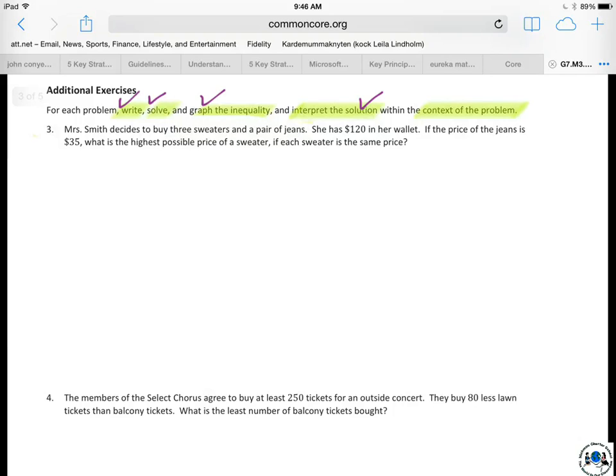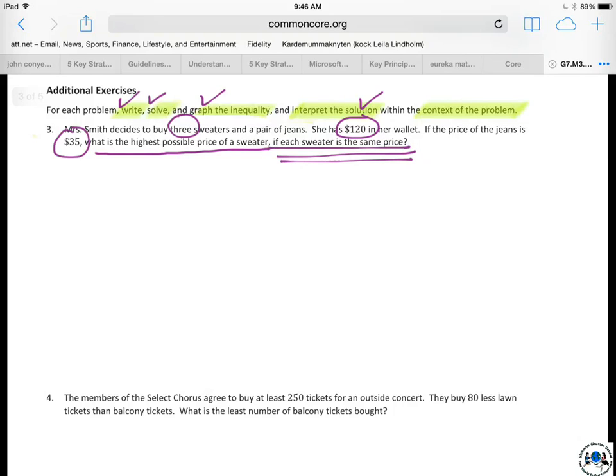So for this first one, Mrs. Smith decides to buy 3 sweaters. Okay, 3, keyword here, 3 sweaters and a pair of jeans. She has $120 in her wallet. If the price of the jeans is $35, what is the highest possible price of a sweater? Okay, if each sweater is the same price, which makes a big difference. It's not always the case, but let's say she's going to buy a similar sweater in 3 different colors. So use all that information.